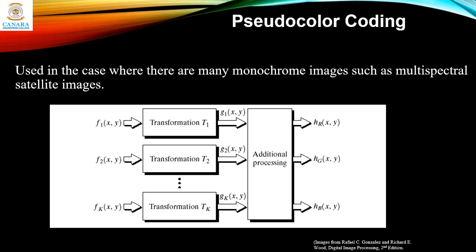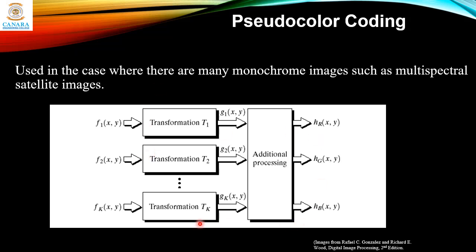The next type of method used to obtain pseudo-color image processing, or the pseudo-coloring process, is pseudo-color coding. So we use this in cases where there are many monochrome images, such as ones coming from satellites. You get an image in X-ray, in UV, in near IR, in the RGB bands. So we can combine them in multiple ways to get the desired output.